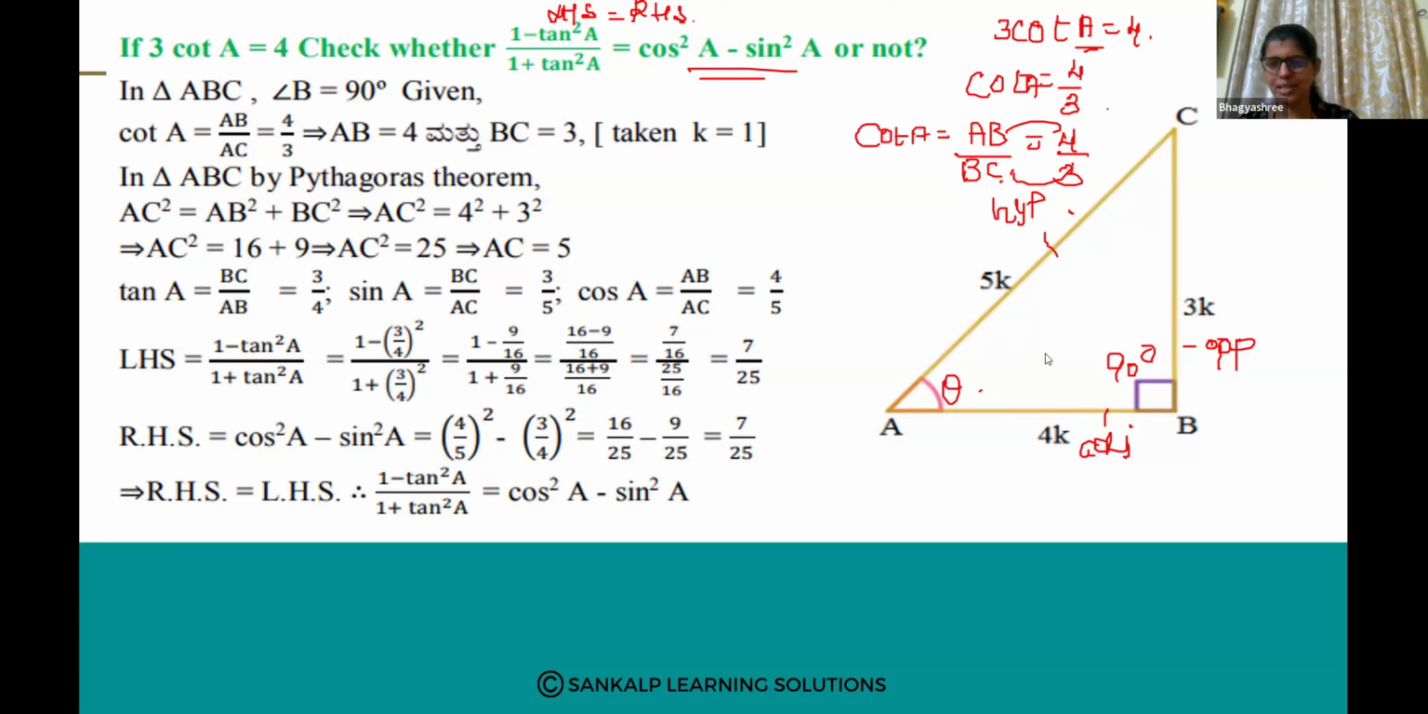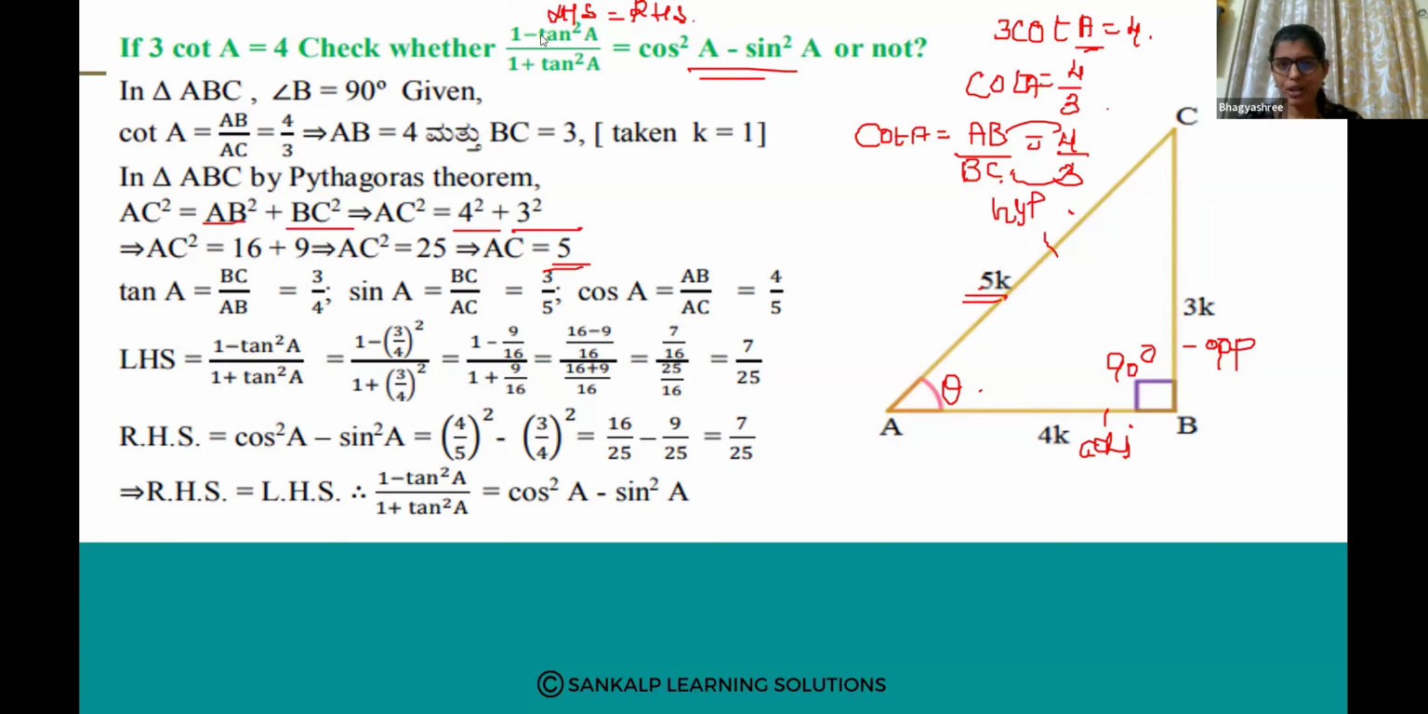K means any constant term. We'll take K is equal to 1. Right? AB is 4K, BC is 3K. Again, we'll find AC value by using Pythagoras theorem. In triangle ABC, AC square is equal to AB square plus BC square. AC square is equal to 4 square plus 3 square, 16 plus 9, that's equal to 25. Square root of 25 is 5. So AC is 5 now.